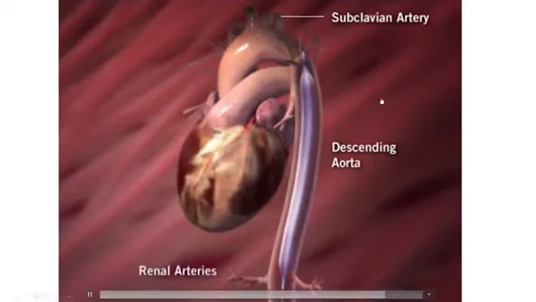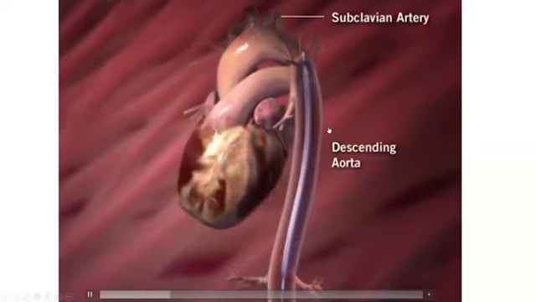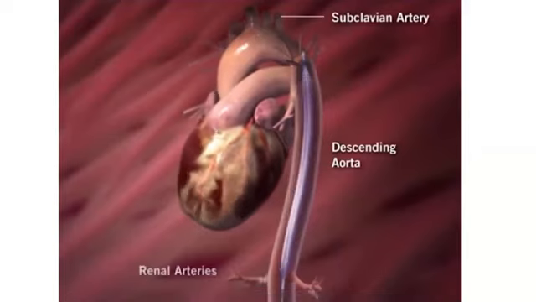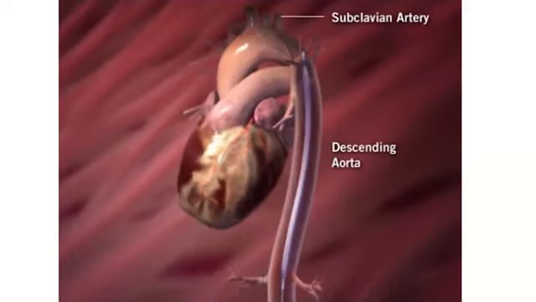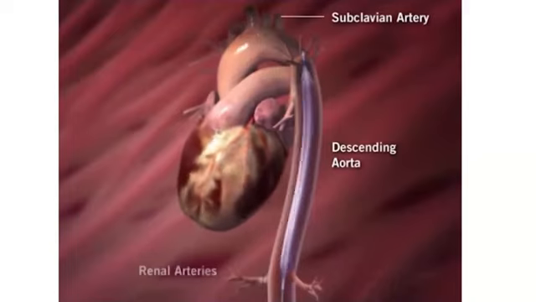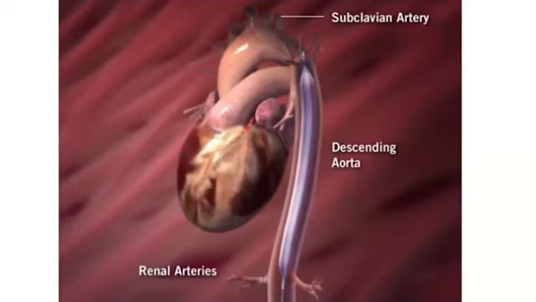Also, inflation in diastole will improve coronary flow, which mostly occurs in diastole for the left heart. 85% of coronary flow to the left heart occurs in diastole.